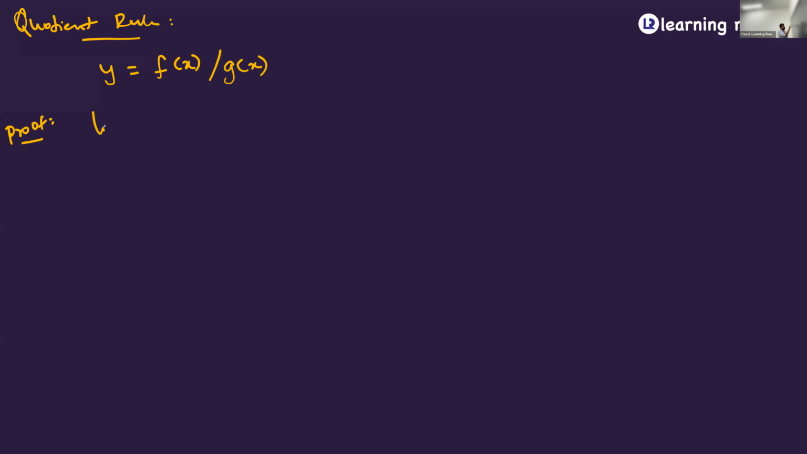Yeah. So the next is obviously the quotient rule. When I talk about the quotient rule, y will be equal to f of x divided by g of x, right? So what are we supposed to do on both the sides? When I take the proof, we take log on both the sides. So log y will be equal to log of f of x divided by g of x.